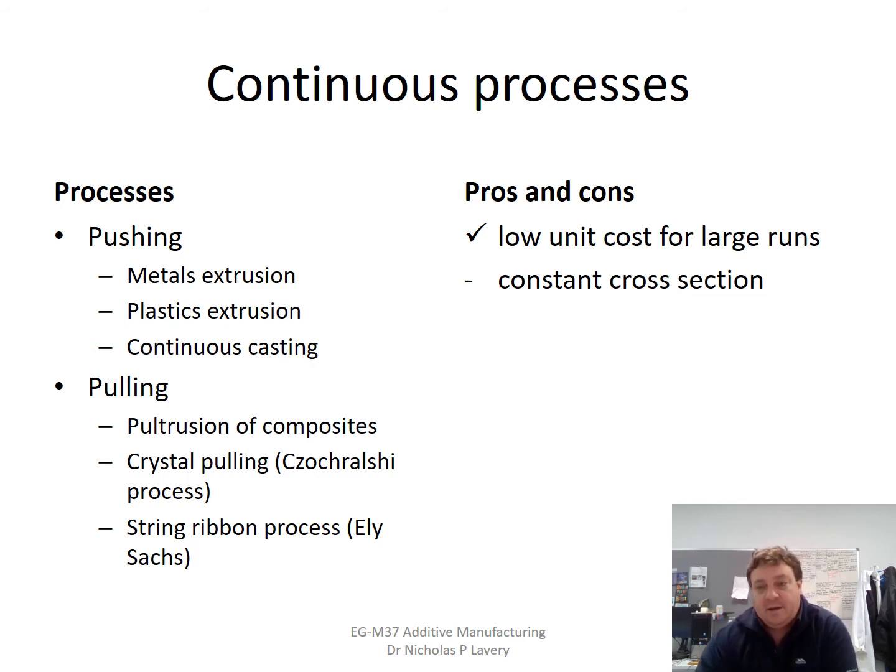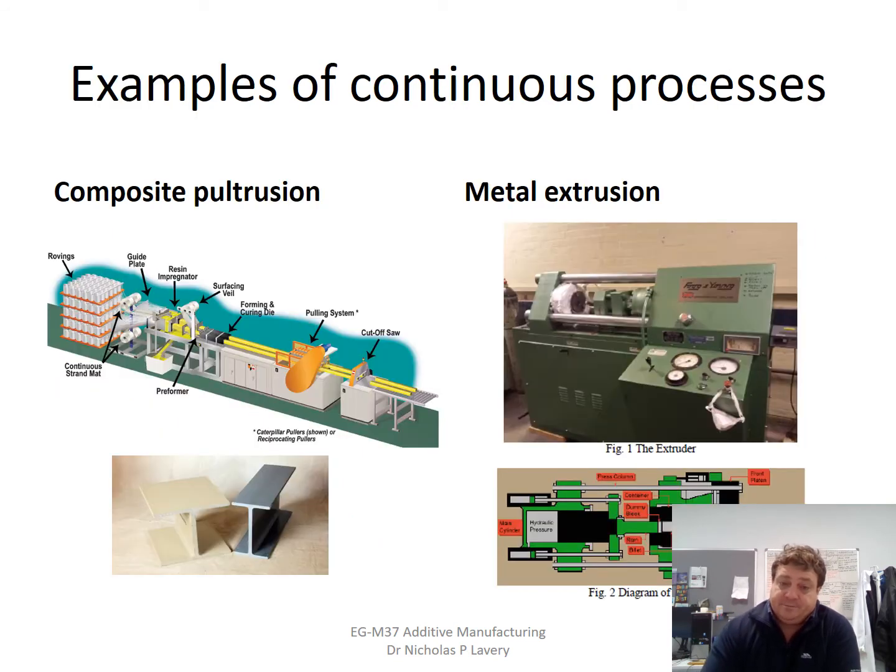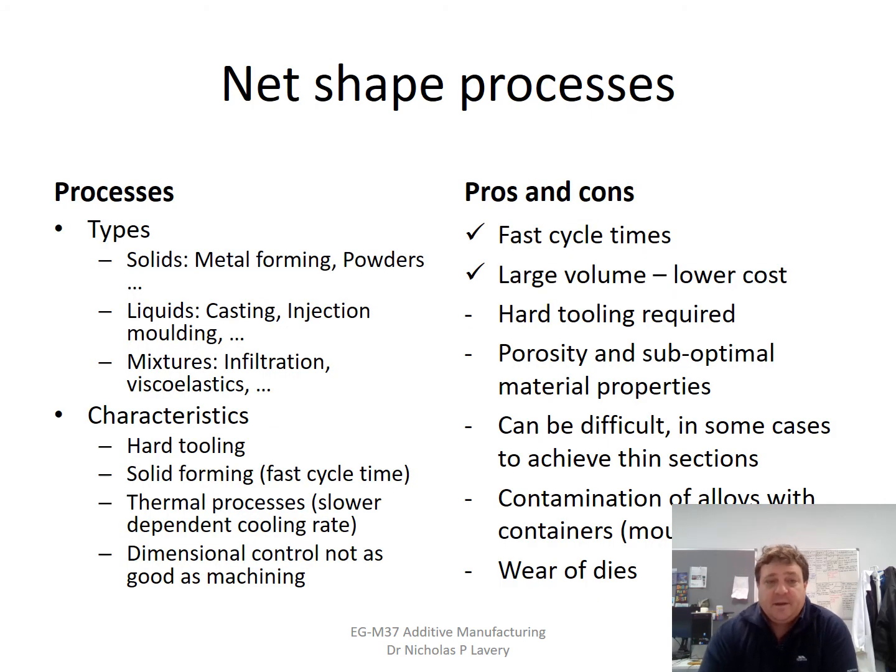So there's a limited amount of complex shape generation. Here are some examples. We used to have an all metal extruder here on the right, which is why I put it in there. And here's composite pultrusion going through, and that's the process. If you want to find out more about that, it's another process.